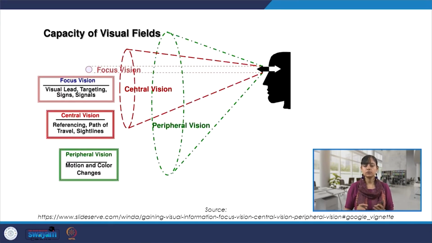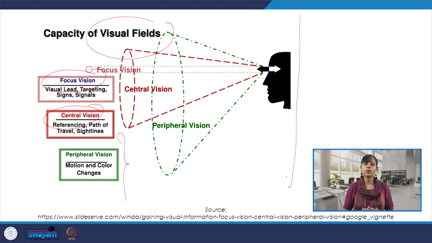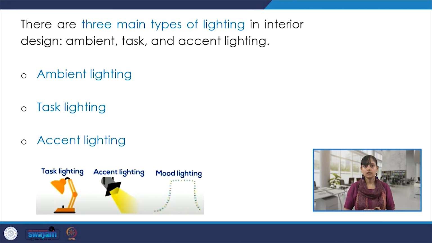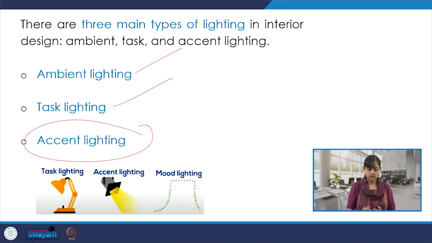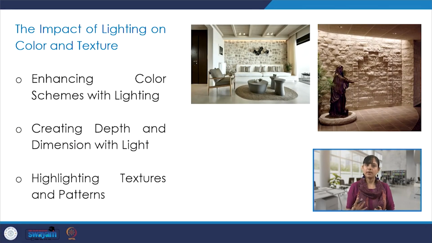We understood a bit of the technical details: what is visual field, focus vision, central vision, peripheral vision, and why it is important to understand this. Yes, we tried to understand three main types of lighting, specifically focusing on interior architecture. There is ambient lighting, there is task lighting, and there is accent lighting. We tried to understand that. So ambient or mood. Then there is an impact of lighting on color and texture also. So even those concepts need to be understood, and what is the role of these put together?